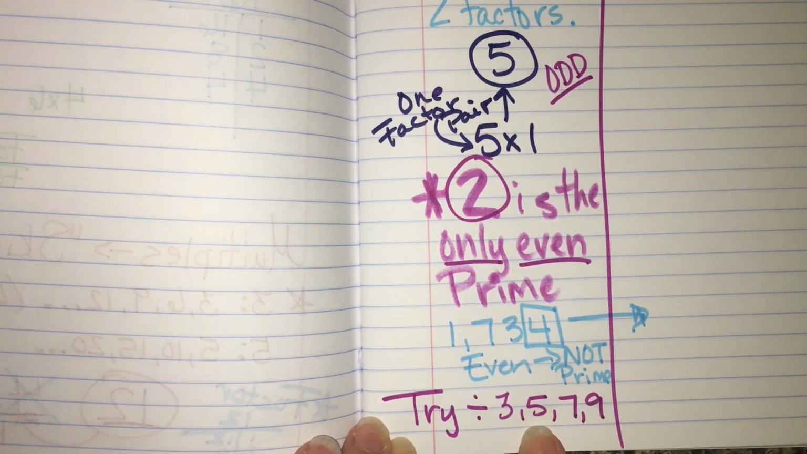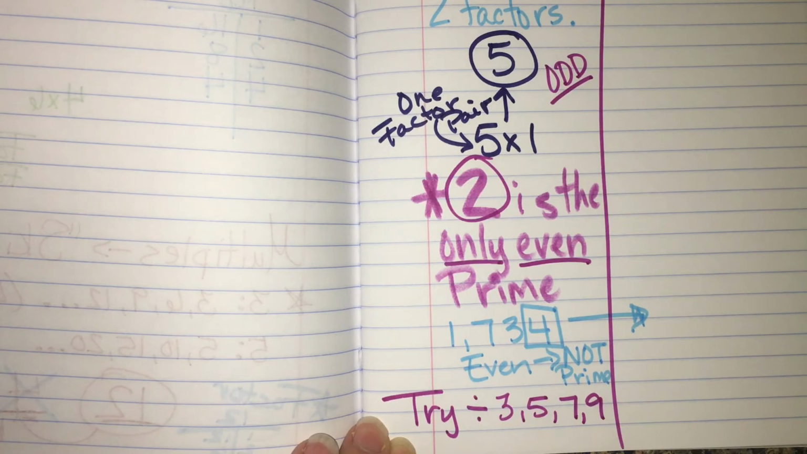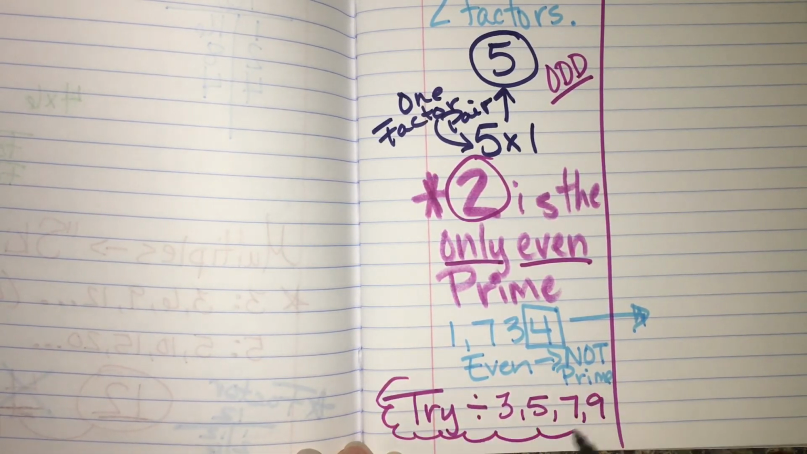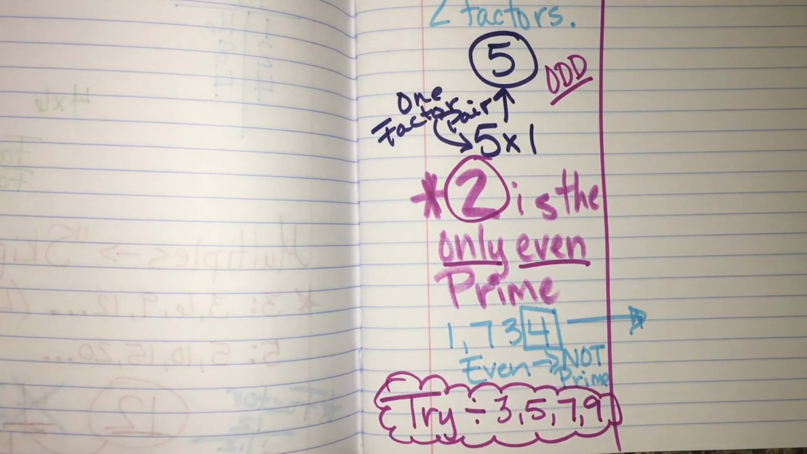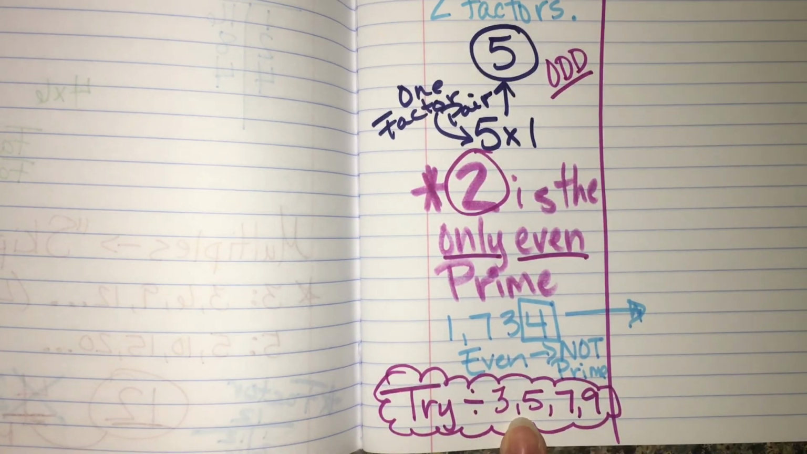5s are easy because if the number ends in a 0 or a 5, it's divisible by 5. And 3, 7, and 9, sometimes you have to write it out. But these are my go-to. If I'm looking at a number that's larger, like 173, I'm going to try dividing by these numbers here to see if it's really a prime number or not.